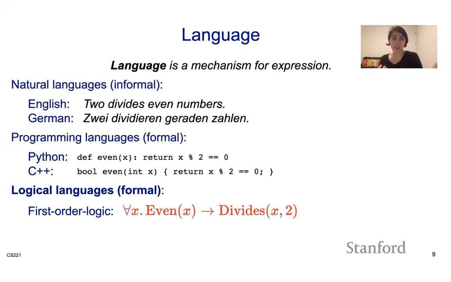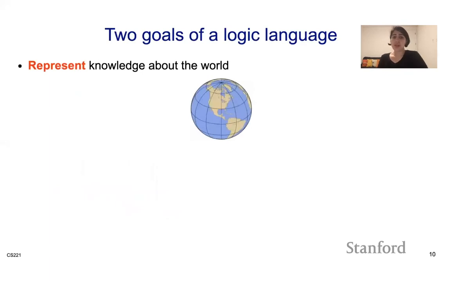In one of the later modules, we're going to talk about how we can write expressions in first order logic if we have a natural language statement. So in this lecture this week, we are going to be talking about two types of logical languages: propositional logic and first order logic.